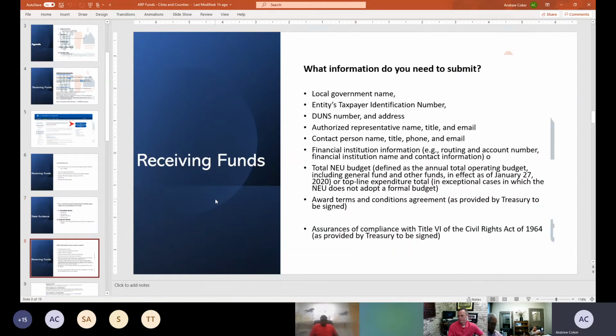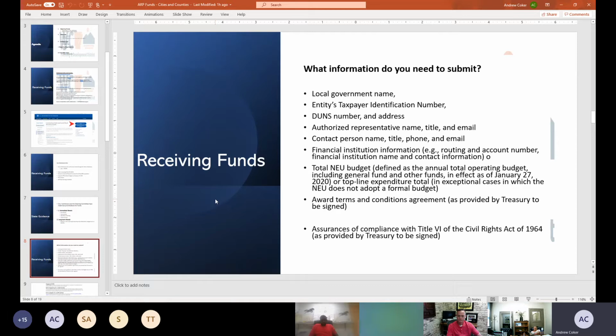So on to receiving funds. Similar to what we've already talked about through the Treasury portal, but this is for the non-entitlement units. What information do you need? As you can see there, obviously local government's name, you're going to need your entity's TIN, as well as a DUNS number and address. From there, you're going to need routing information for your financial institution, as well as you'll need to submit the non-entitlement unit budget that you are basing your request on.